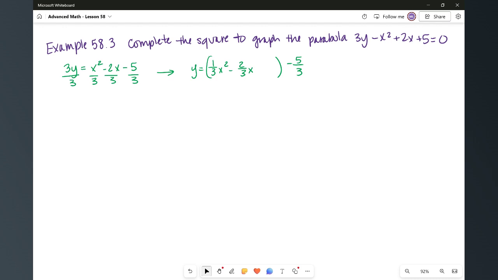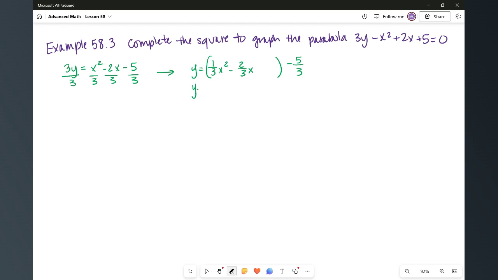Now, if I'm just focused on what's inside the parentheses, I need to complete the square there. I need to figure out how to make a perfect square so I can factor it. The problem is we don't know how to do that when we have a coefficient on the x squared. So before I can complete the square, I actually have to factor out that 1/3. That's going to create the narrowing or the widening of the parabola.